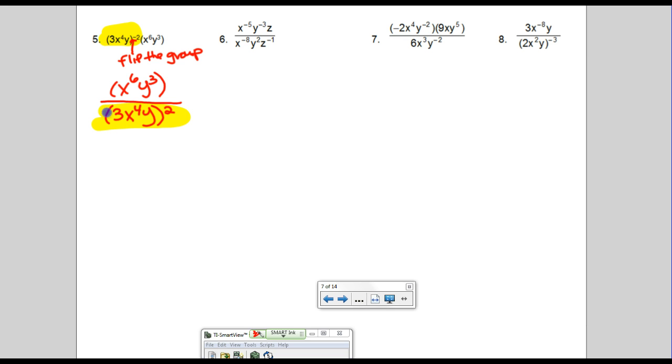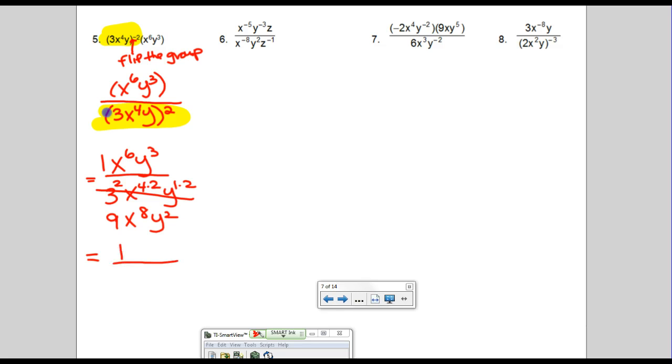So I'm going to keep the x to the 6th, y to the 3rd. And then the bottom group, we're going to have a 3 to the second, x to the fourth times 2 power, y to the 1 times 2 power. And that really is going to make a 9, x to the 8th, y to the second. Okay, and lastly, to divide, I have a 1 divided by 9. Then I have an x to the 6th divided by an x to the 8th. And then I have a y to the 3rd minus a y second.